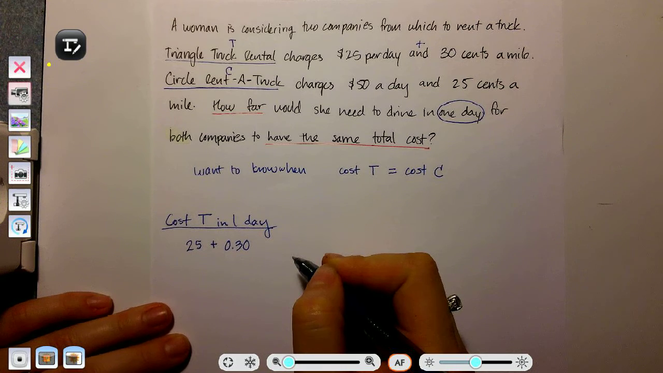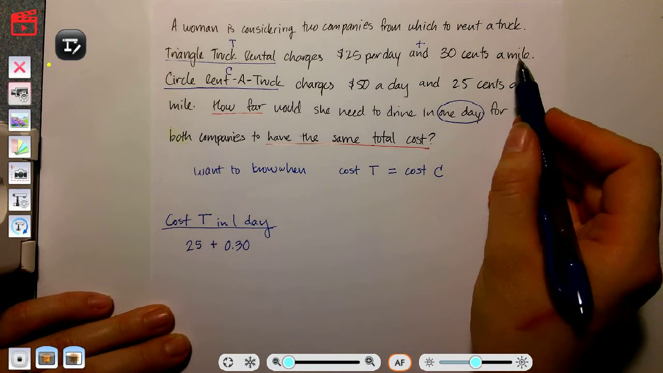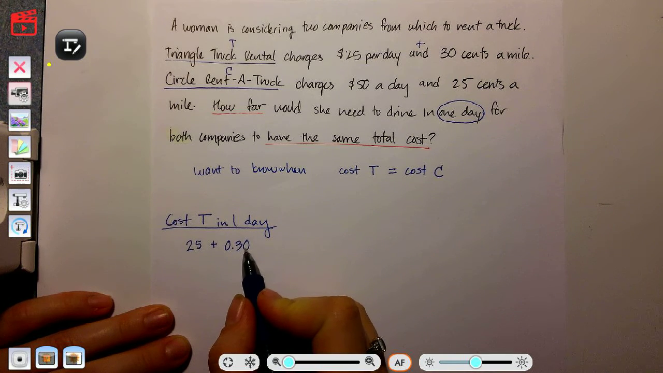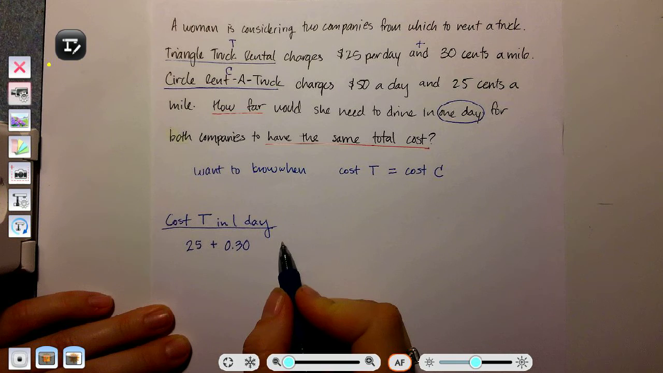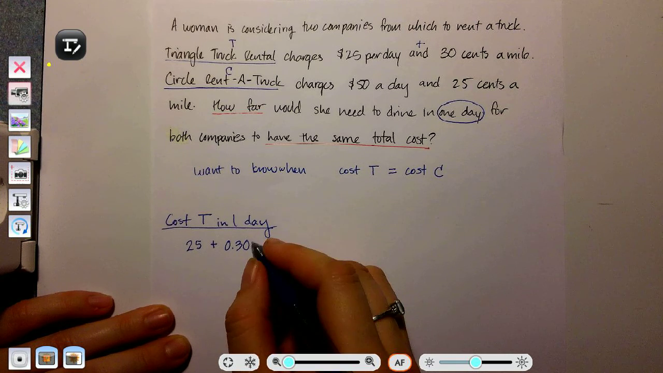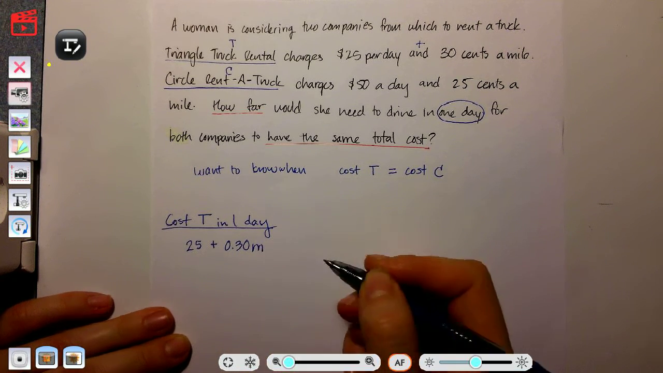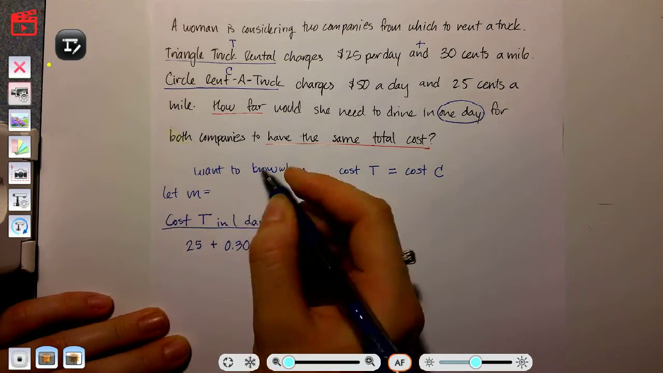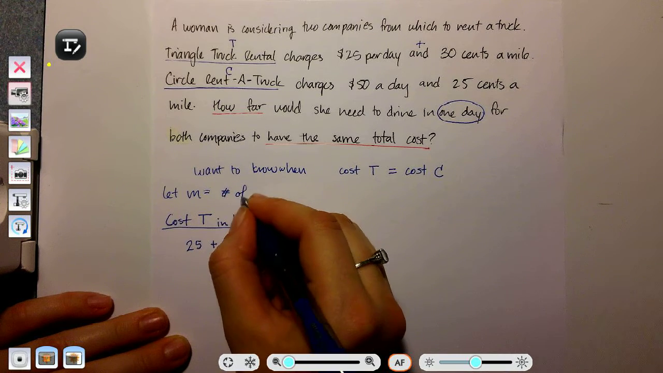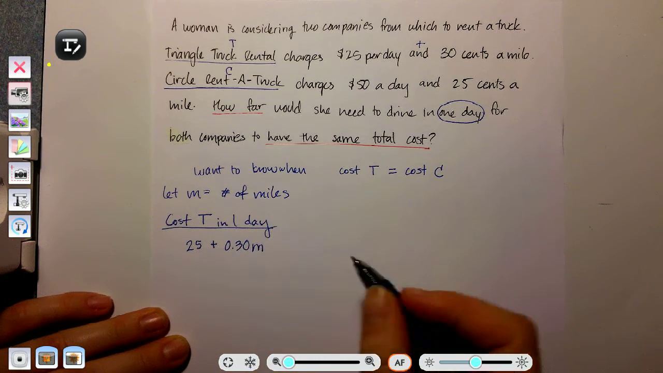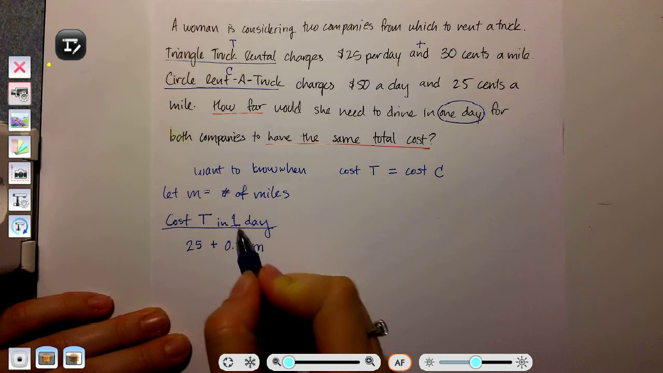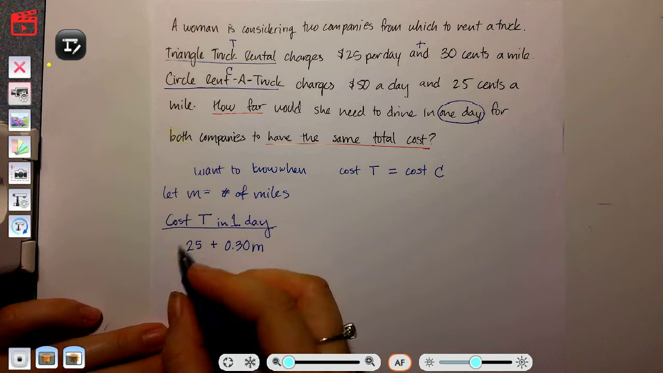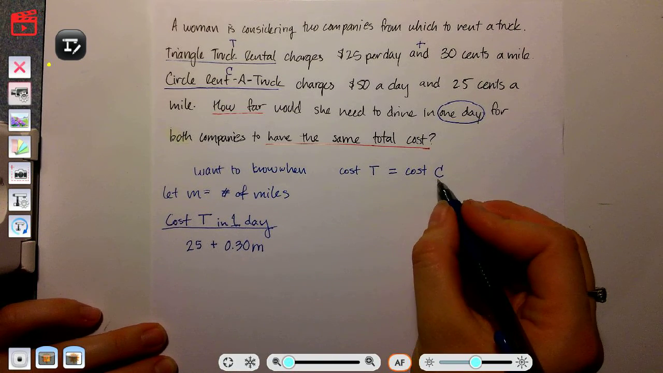And then how would I represent a mile? It's 30 cents per mile. So if it went 1 mile, it'd be 30 cents. If it went 2 miles, I'd have to do 30 cents times 2. So I'm going to use my variable, m. So let m equal the number of miles. All right, so the cost for T in 1 day is going to be the $25 plus 30 cents per mile. So how do we figure out what the cost of C is?